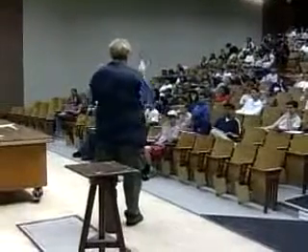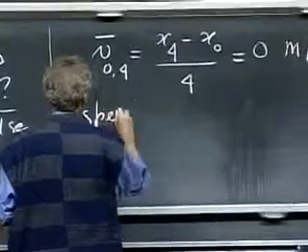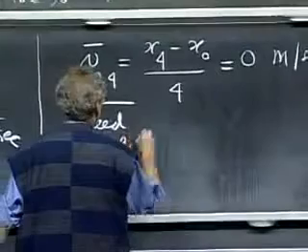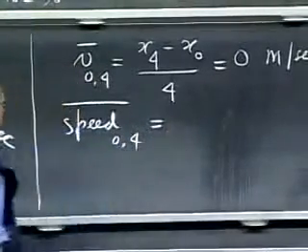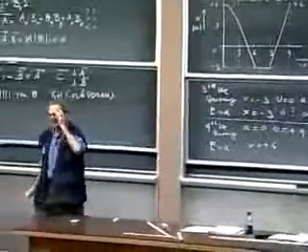Speed is defined differently. Speed is the magnitude of the velocity vector. And the speed, therefore, always has a positive value. And I will show you now what is the average speed between time 0 and 4. That is the distance that it has traveled in these 4 seconds.